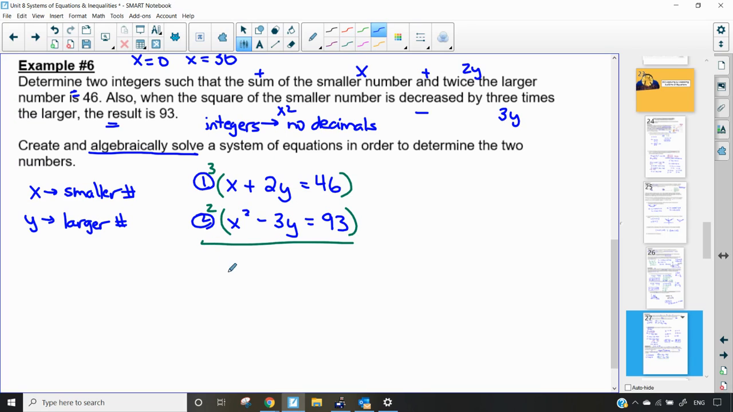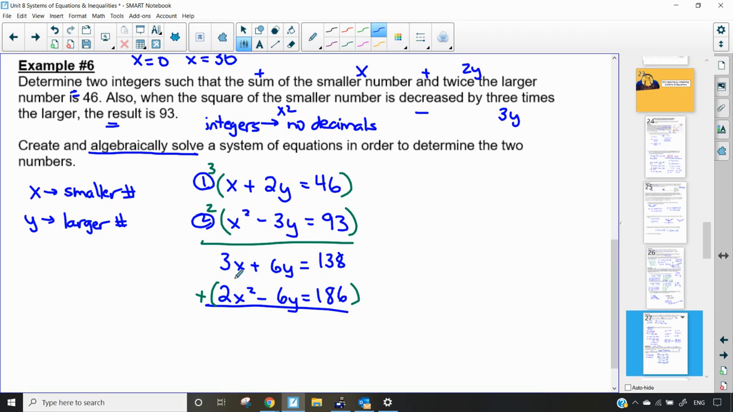So that's going to give me 3x plus 6y equals 46 times 3, which is 138. Always remember to multiply that 3 all the way through. We don't want to forget about the 46. And then the next one I have here, 2x squared minus 6y equals 186. Now these are opposite signs, so I'm going to add my equations together.